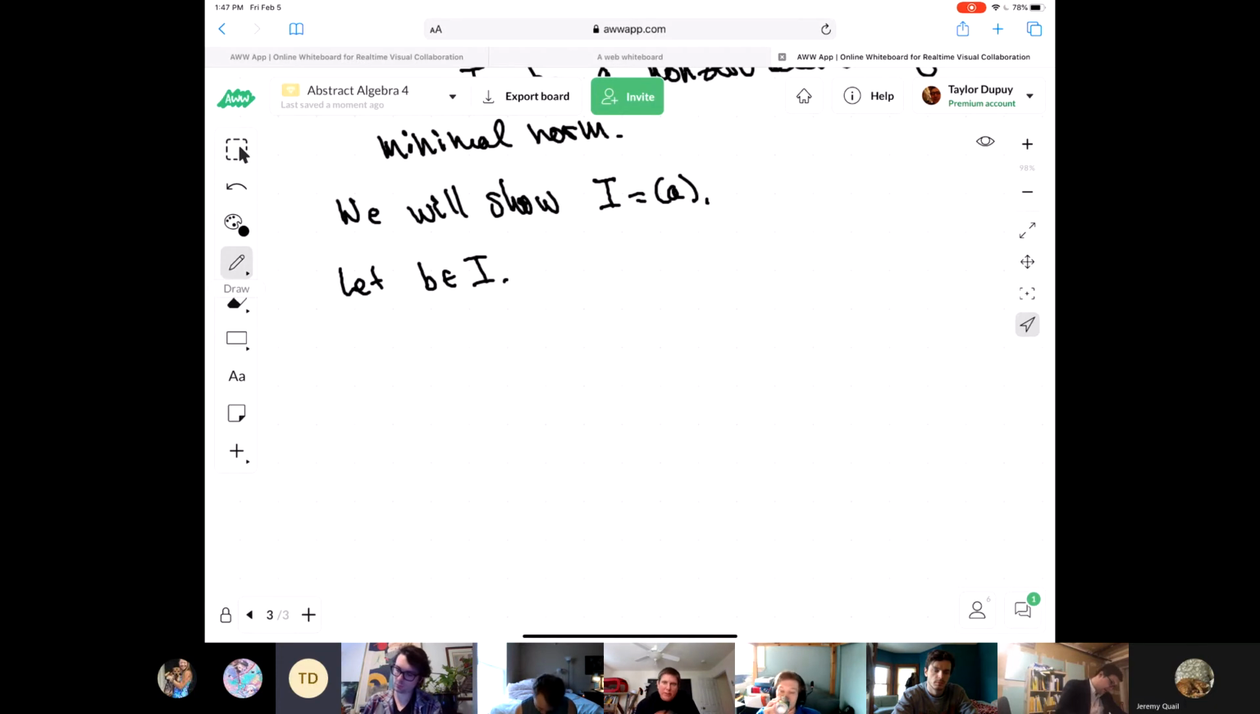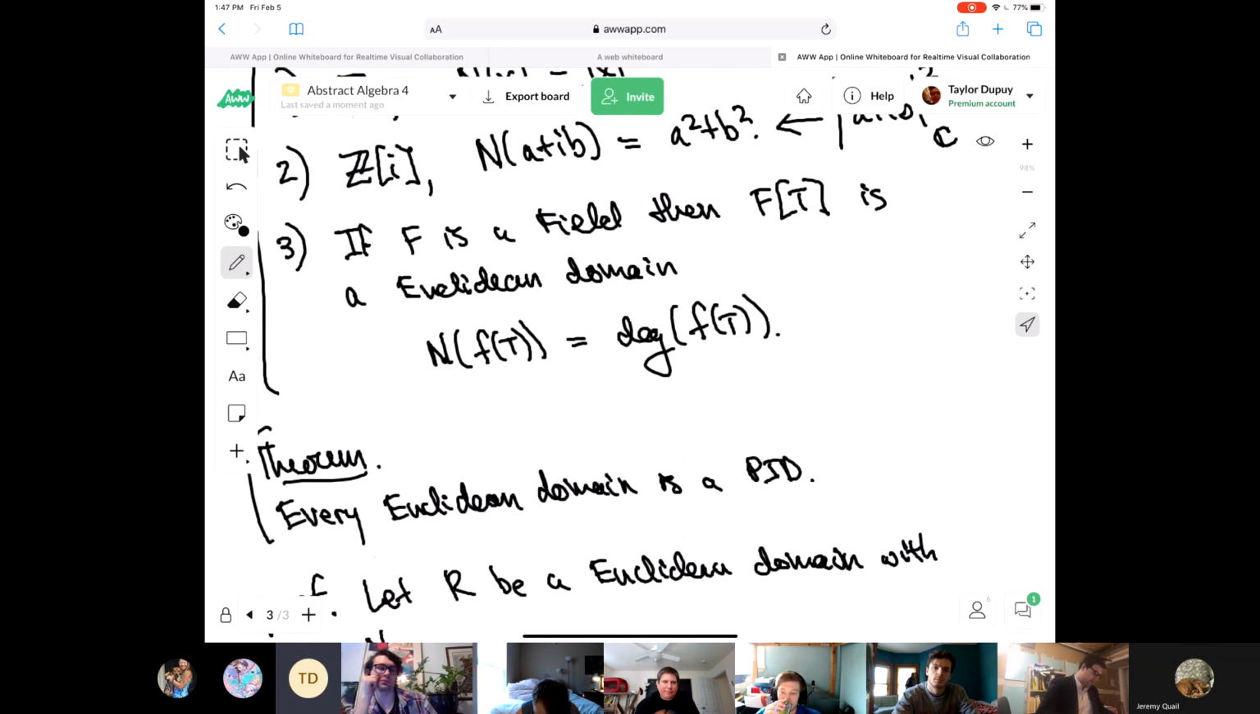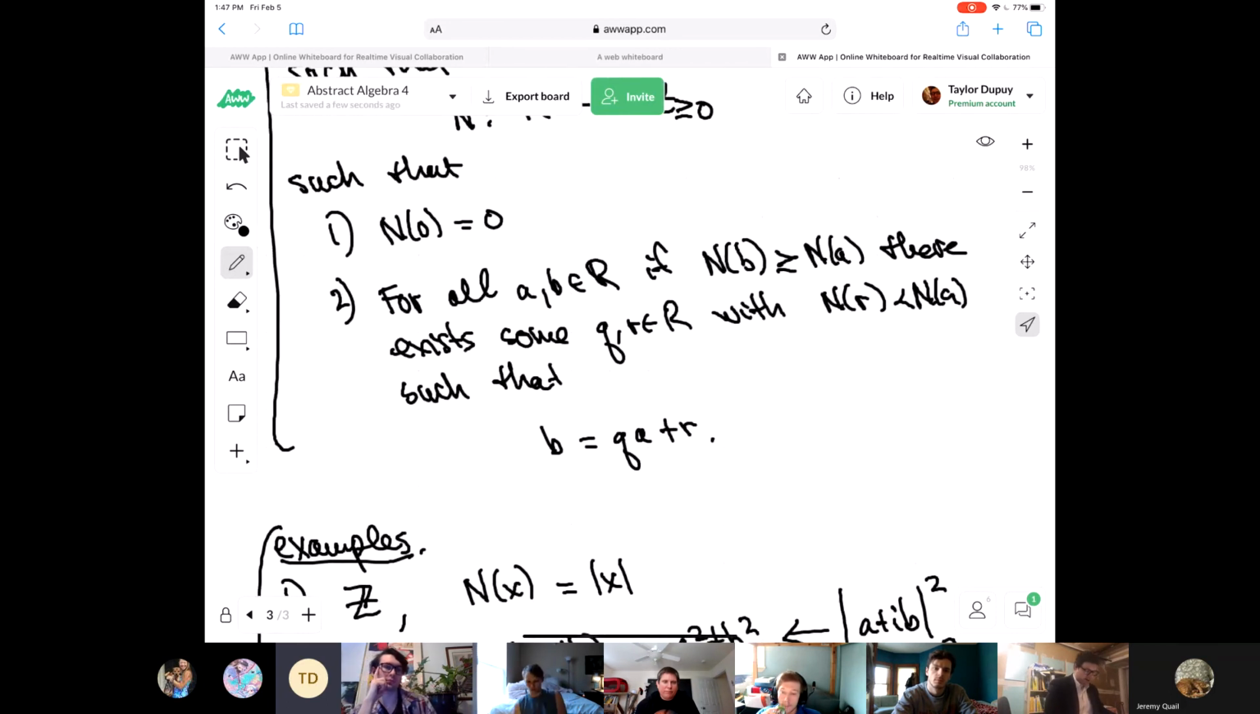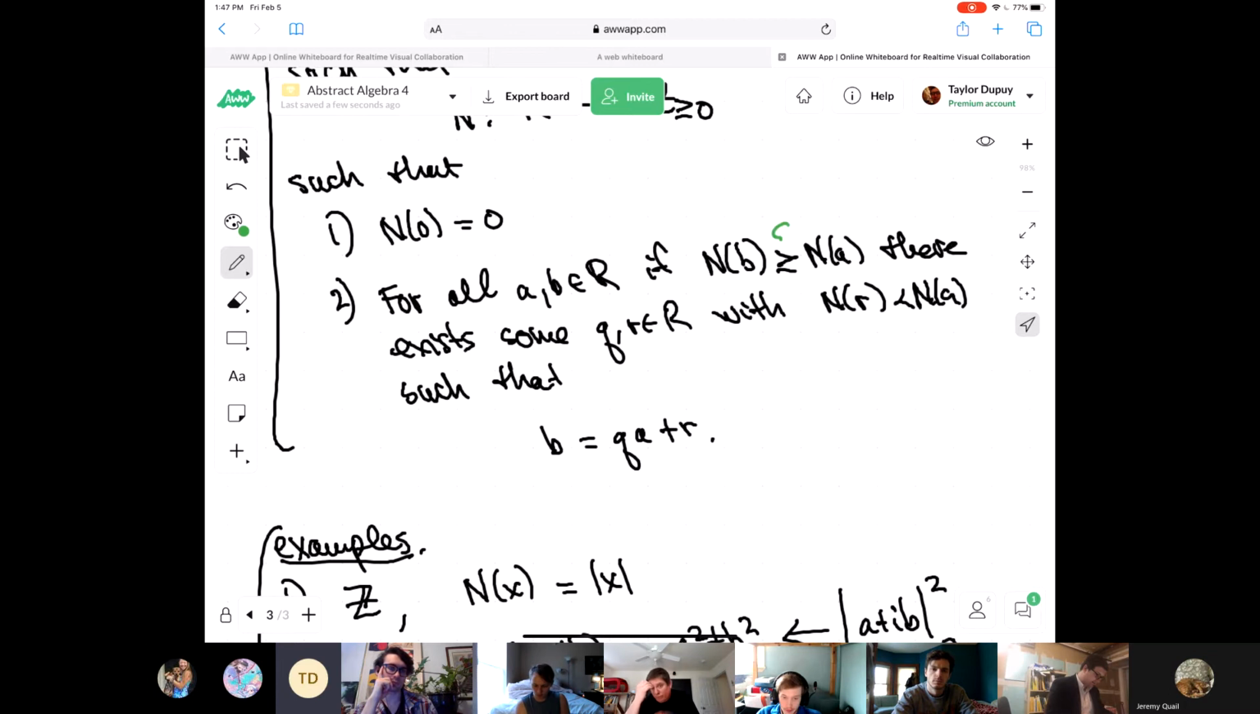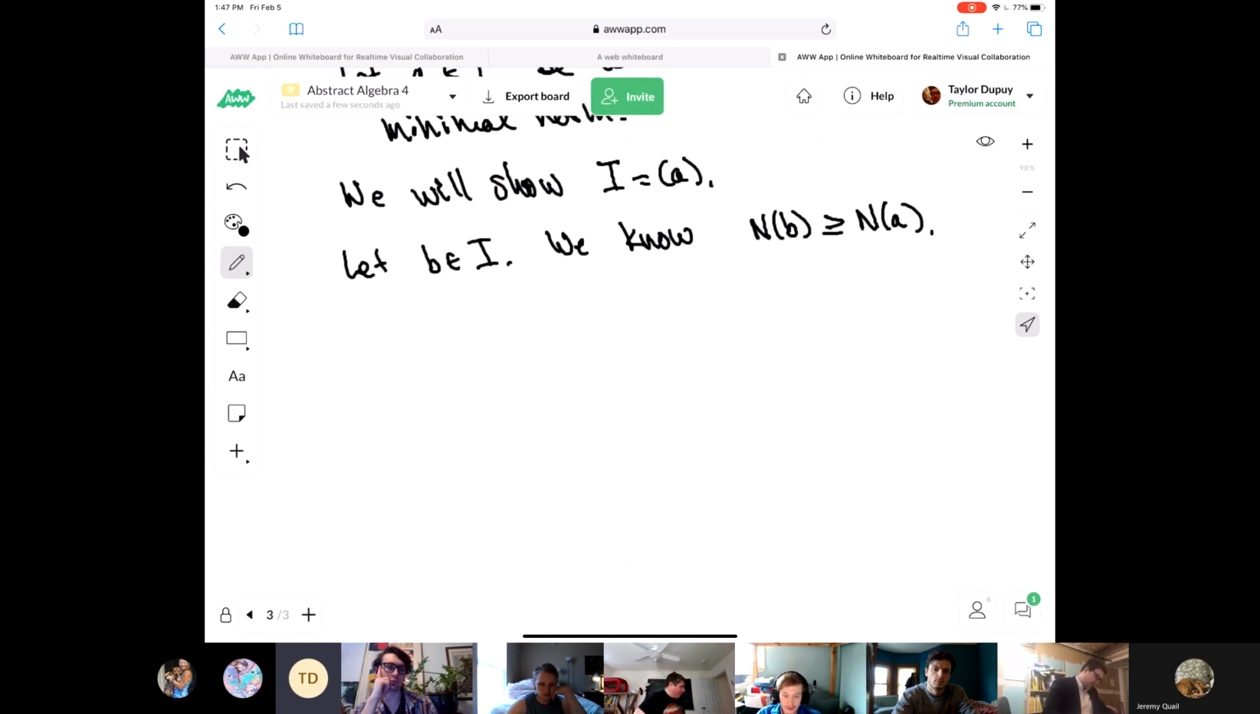Then we know that the norm of B is greater than or equal to the norm of A. And here's something you need to be careful about in the definition. It's a technical point: in this definition, you need greater than or equal to, not greater than. If you use greater than, you're not going to have a good time. So we know that this is bigger than this.